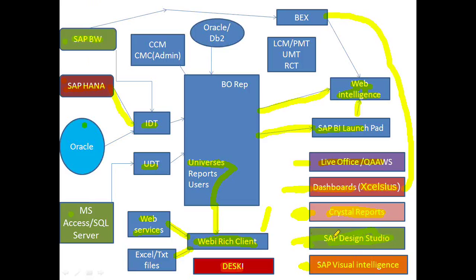Okay. So Design Studio is only for the HANA and BW source systems. But Dashboard Xcelsius can design the dashboard on top of any source system. The performance is slow when you design the dashboard on the BW and HANA source system, because of the additional middlewares.